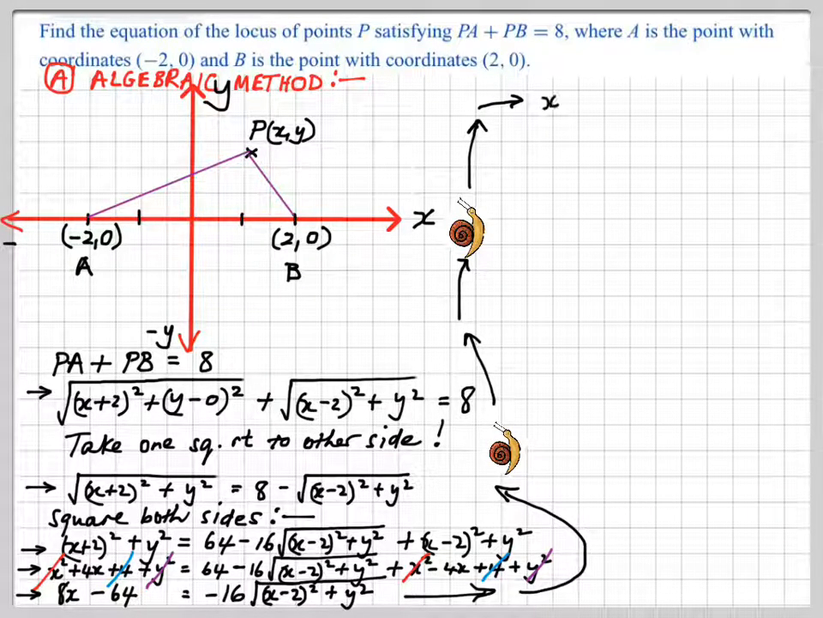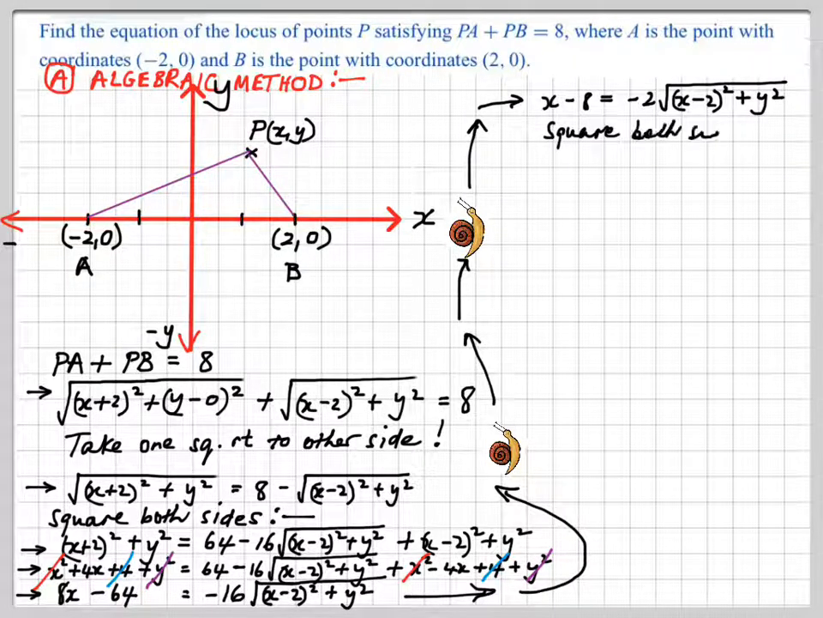We're going to divide by 8. Therefore, x minus 8 equals minus 2 times that. My goodness, that's infinitely easier, guys. I wouldn't like to square it like the way it was before we divided by the 8. Okay, you ready? Here we go again. Square both sides. Off we go.